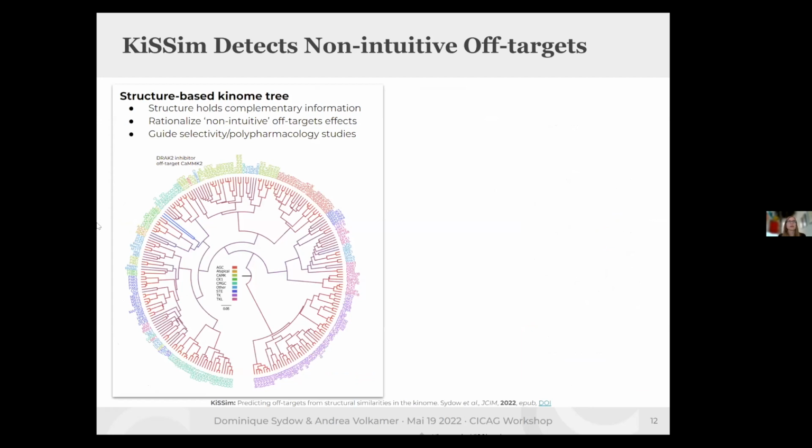And just as a quick teaser, with KISSIM, we can detect non-intuitive off-targets. We, for example, have built this kinome tree based on distances between the kinase structures or the KISSIM fingerprint. The color coding is as the Manning groups, and you see that there's a large overlap, but you also see a few examples here where we have a different kinase in between another group, and they actually are known off targets of inhibitors for other key targets.